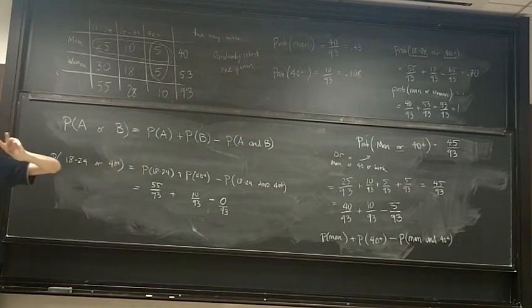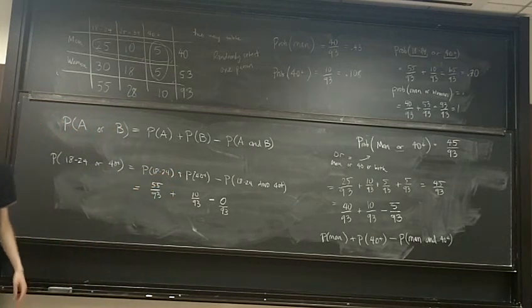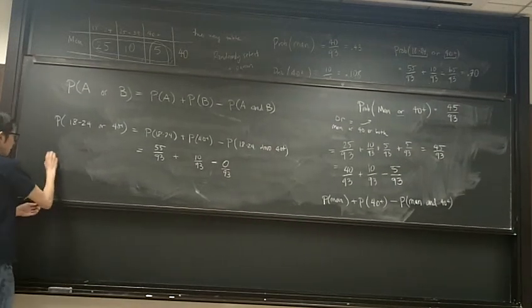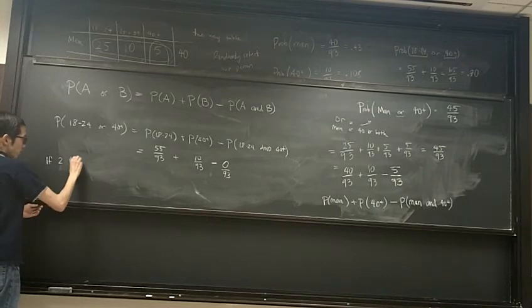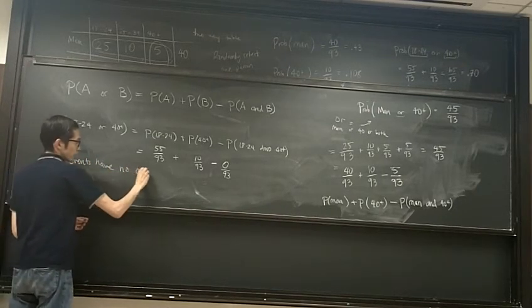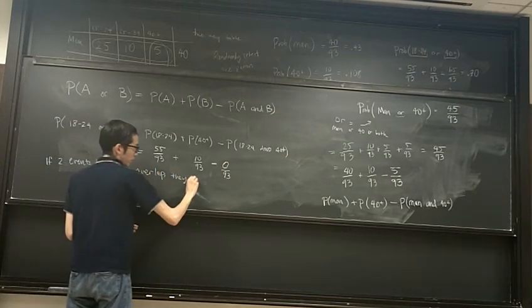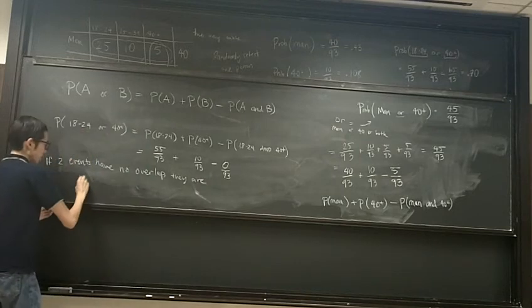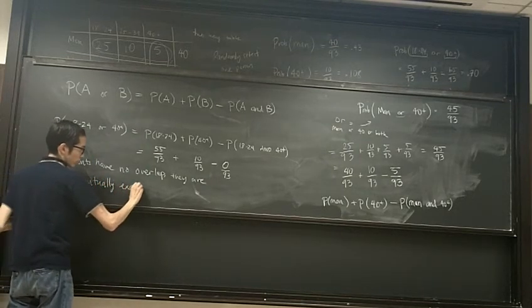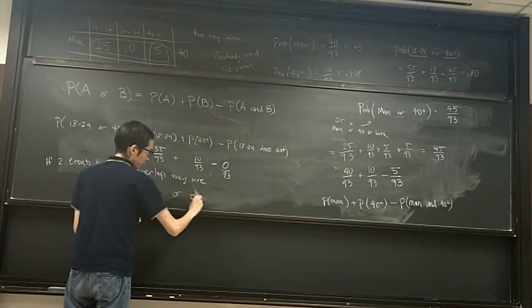Anytime we have two events that have no overlap, we call those mutually exclusive events or disjoint events. If two events have no overlap, they are mutually exclusive, also known as disjoint.